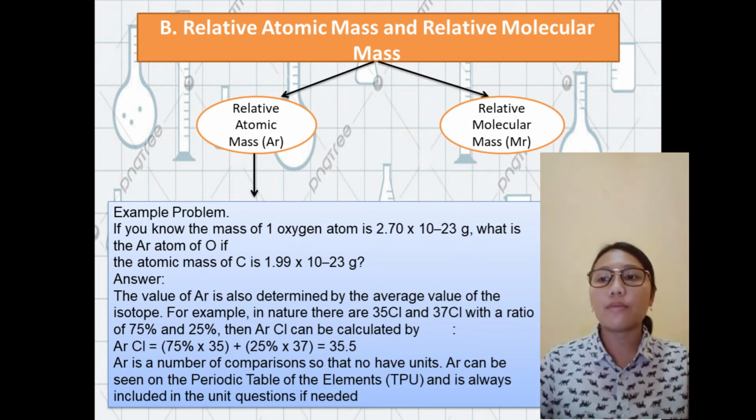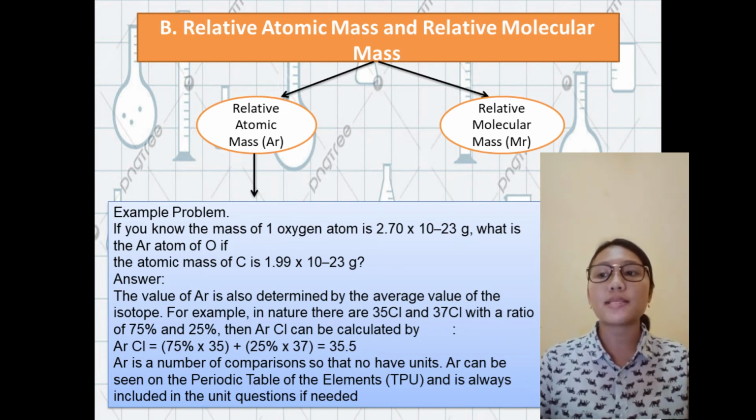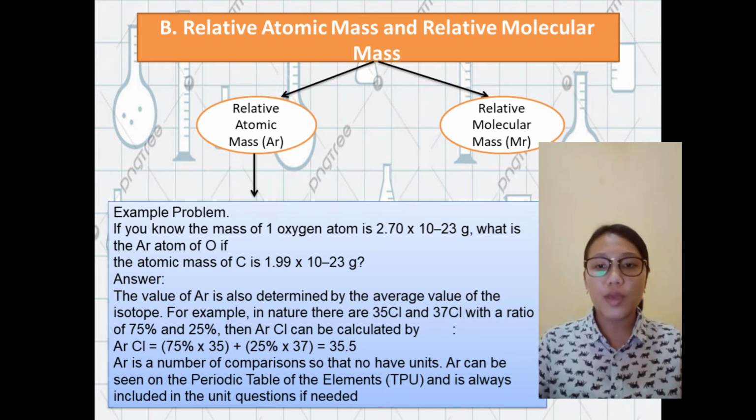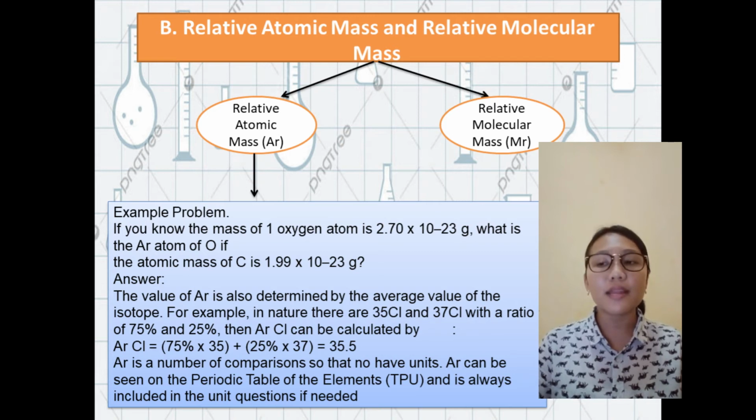Example: the average atomic mass of oxygen is 1.33 times greater than the atomic mass of carbon C12. Then Ar O equals 1.33 multiplied by Ar C12, which equals 1.33 multiplied by 12, which equals 15.96.